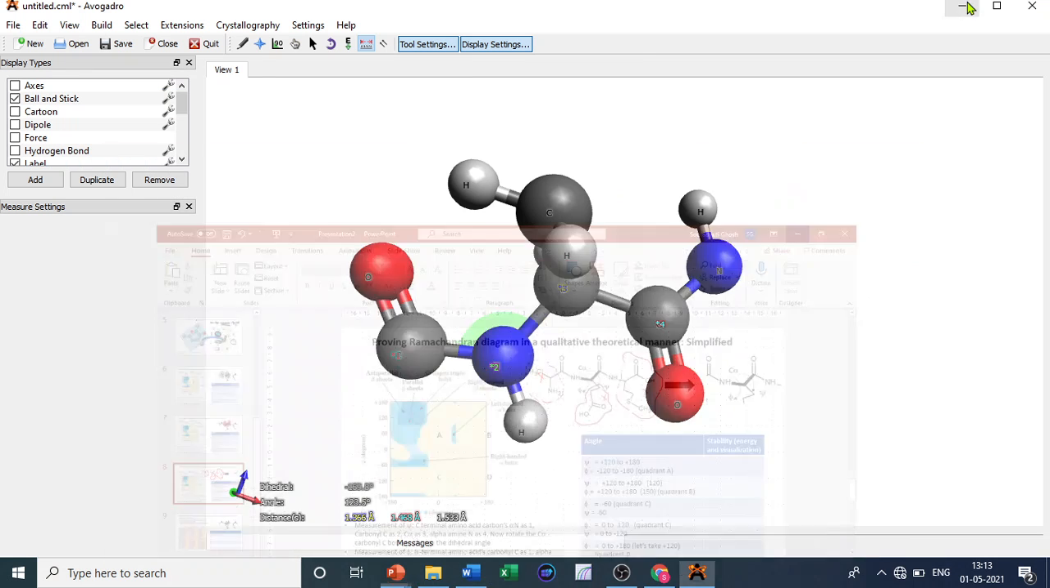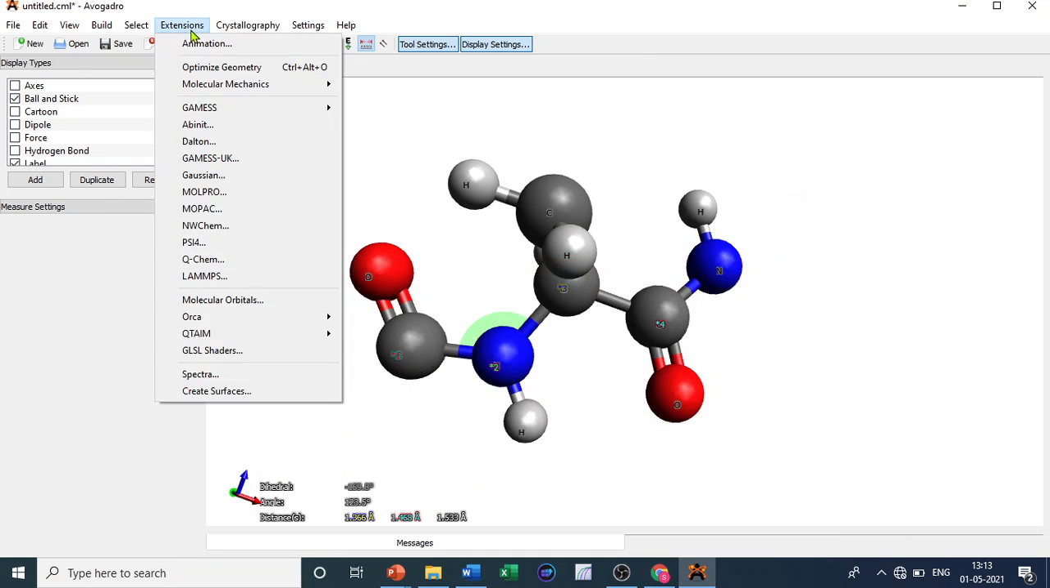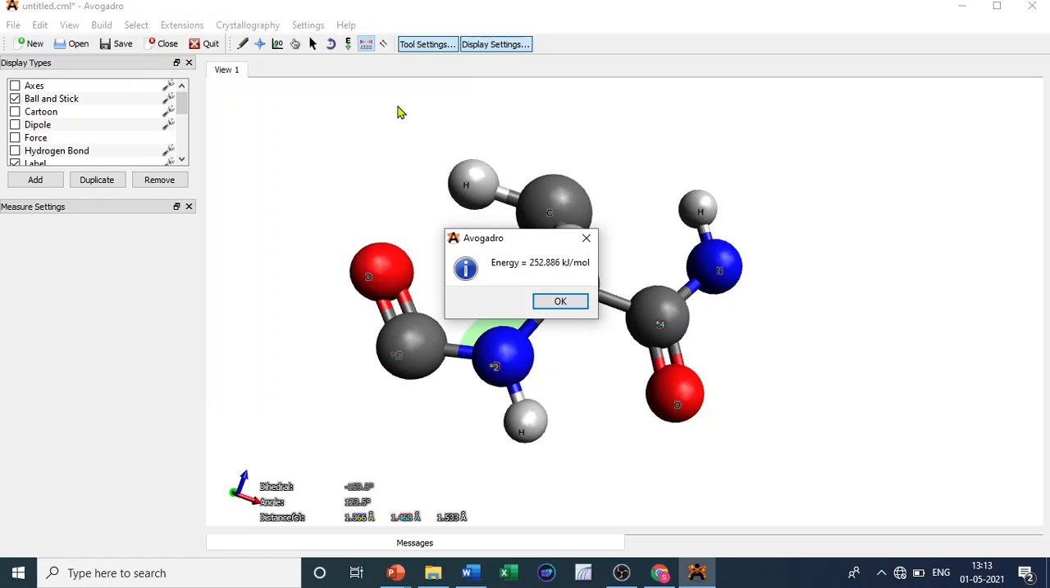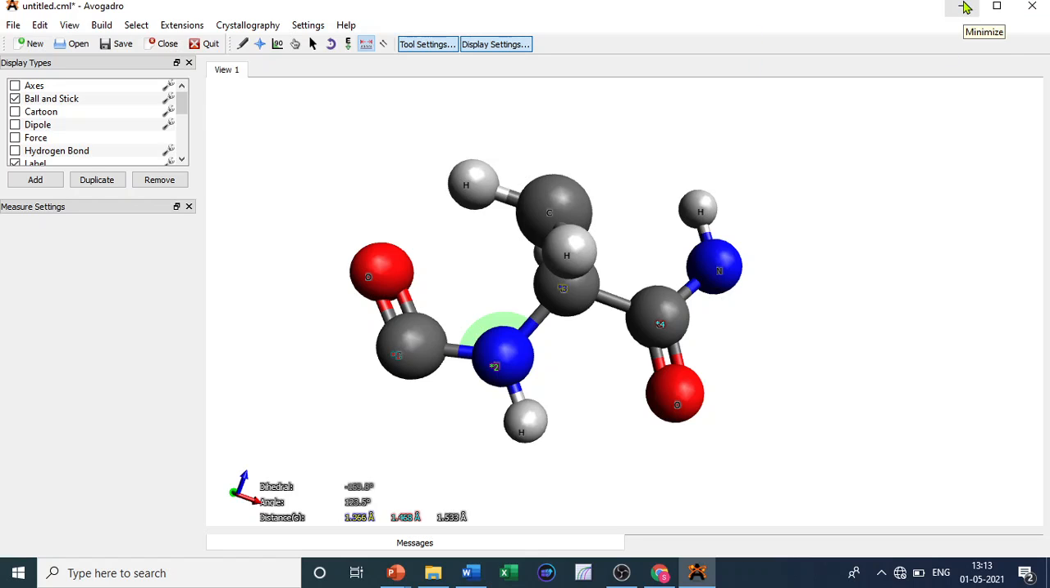So let's measure the energy for this system. So if you go to molecular mechanics, calculate energy. So this is showing 252 kilojoules per mole. Okay, so let's write that down.